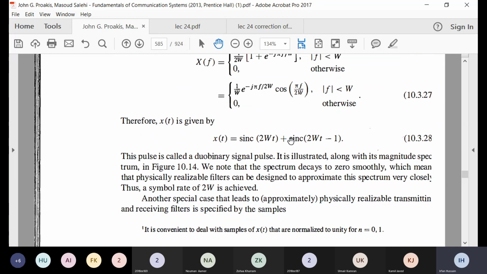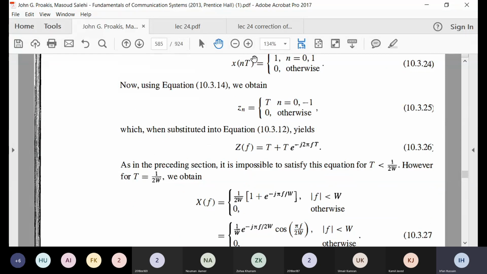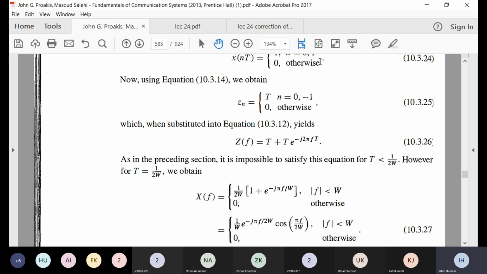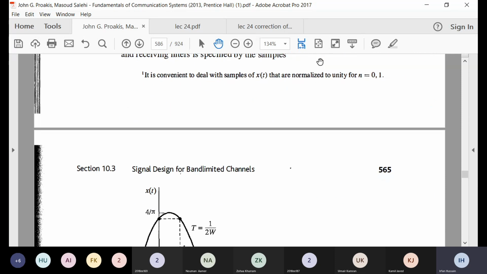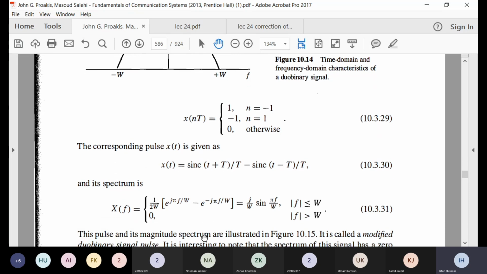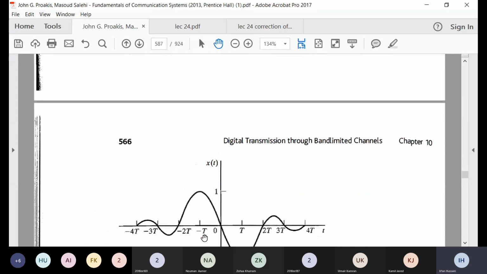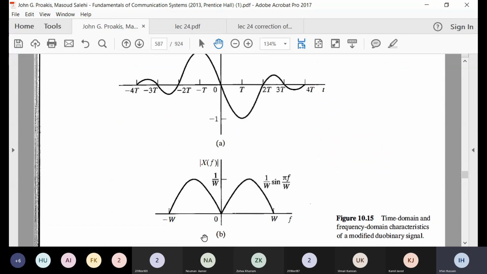So this we have proven, all the steps were shown. But you can see here we were allowing x(nT) to be non-zero for 0 and 1, while for the modified one you allow it to be non-zero for minus 1 and 1. Again, you can do all the steps, and you will see that its x of t comes out to be these two things, and its Fourier transform comes out to be this. And its x of t is illustrated here.